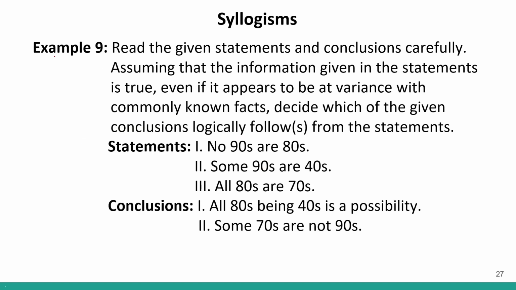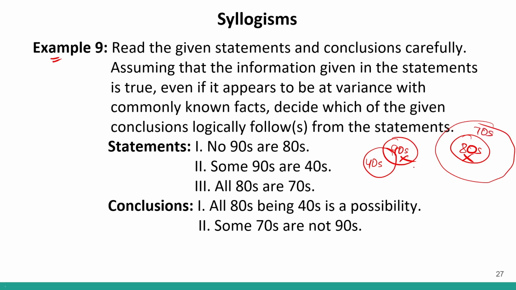Okay. Example number 9. Three statements, two conclusions. No 90s are 80s. That means there is a restriction on 90s and 80s. They are separate entities. They will not overlap. Some 90s are 40s. So we will have some 40s that will be overlapping with 90s. Correct? All 80s are 70s. That means 70s will be like this. So this will be my Venn diagram.